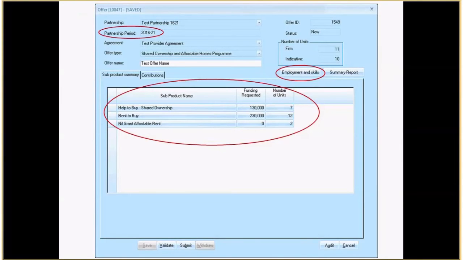So this is a 1621 offer screen. You will notice at the top that we have a partnership period of 1621. You'll notice an employment and skills button, which has replaced the button that was there before. And then subproduct names, you can't see affordable rent or affordable home ownership on their own. We've got some new subproduct names: Help to Buy shared ownership, Rent to Buy, and nil grant affordable rent. There is another one that we'll come to later on in connection with supported. Otherwise it looks identical to before.